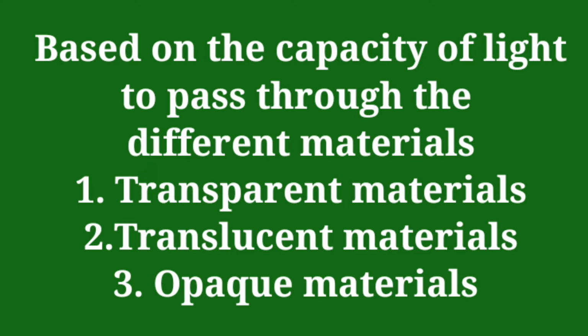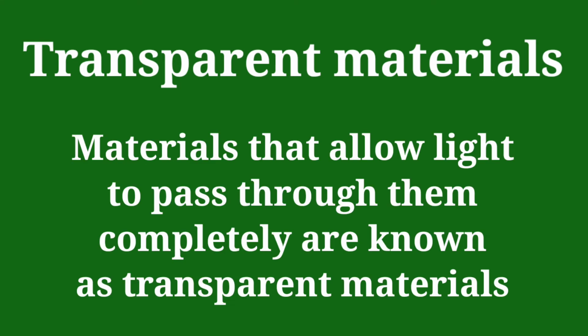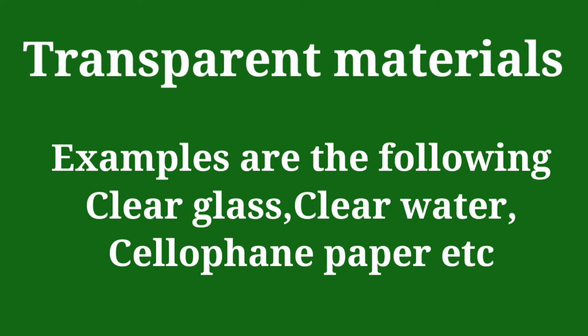First of all, you have to see the transparent materials. Here is the transparent material definition. The materials that allow light to pass through them completely are known as transparent materials. Completely, remember, to pass through them completely. Transparent material examples are clear glass, clear water, cellophane paper, etc., which means you can see clearly. There is no question of obstruction. So that is called transparent.